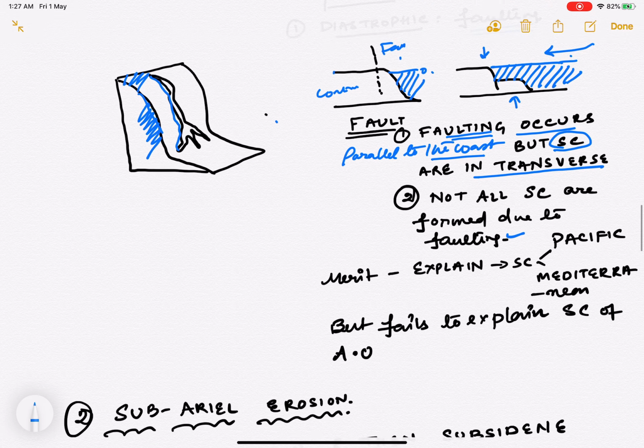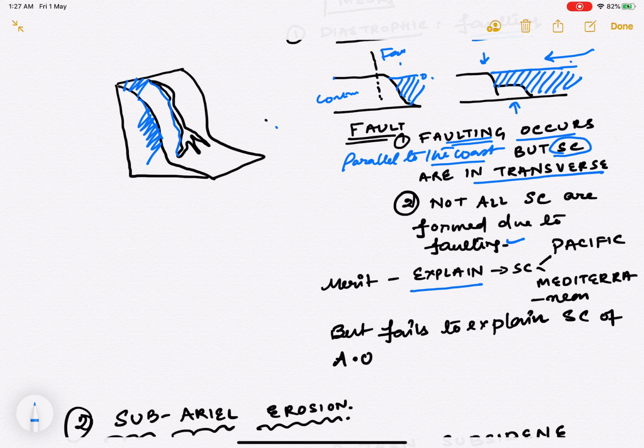Next. However, this theory has a merit. What? It explains the SC. SC again means your submarine canyon of your Pacific and Mediterranean, but fails to explain the submarine canyon of the Atlantic Ocean, both in the east and west.